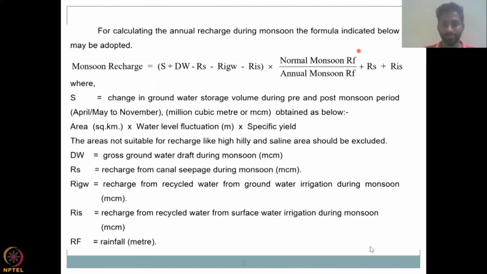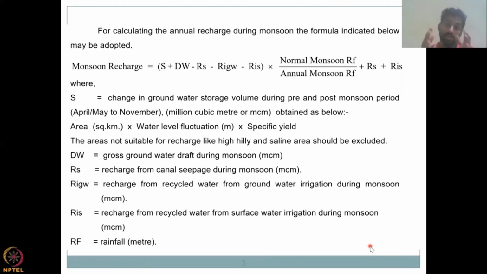Let's look at some. I'm just taking one example from the book. For calculating the annual recharge during monsoon, the formula indicated below may be adopted. And this is only annual recharge during monsoon. Okay, so it is only the monsoon recharge. If you look at the previous equation, total annual recharge includes monsoon recharge. So let's look at how monsoon recharge is done.